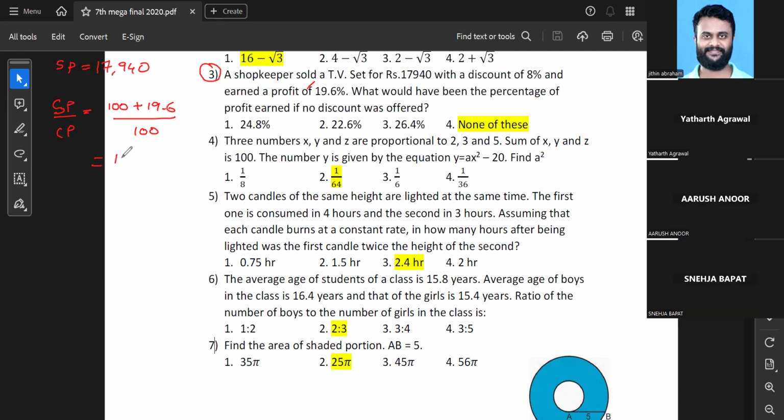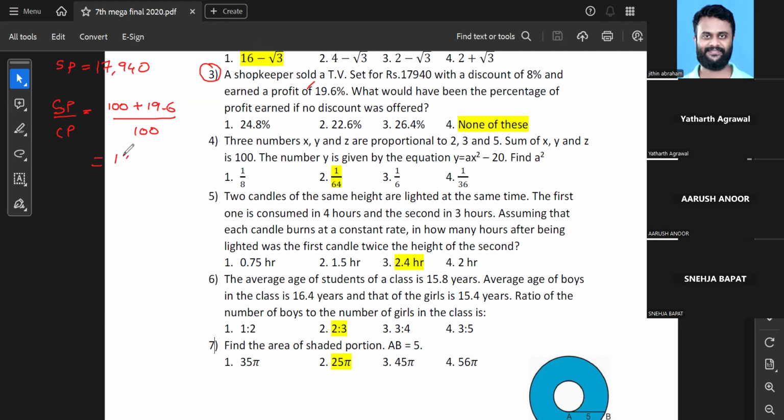Excuse me, sir. Yeah, I'm listening. Sir, here you have taken cost price to be 100? It's percentage. In terms of percentage, I'm considering 100. In terms of ratio, yes, if the cost price was 100, then the selling price will be 100 plus 19.6. Like that also you can imagine.